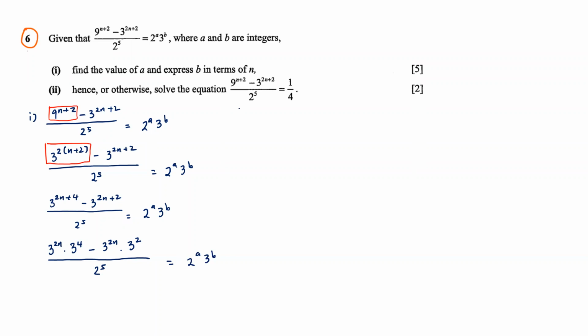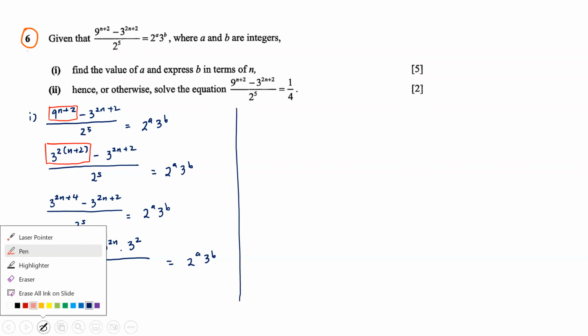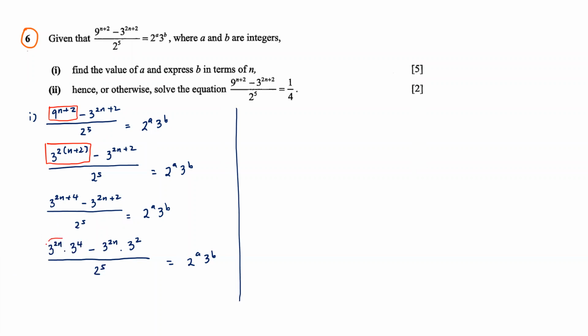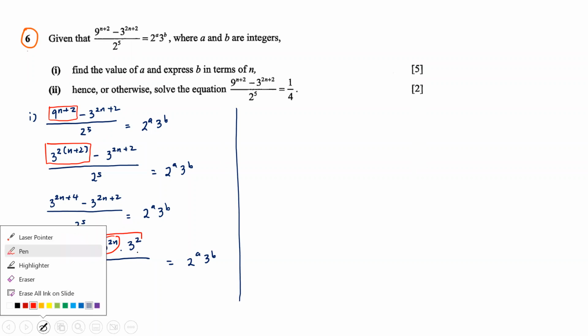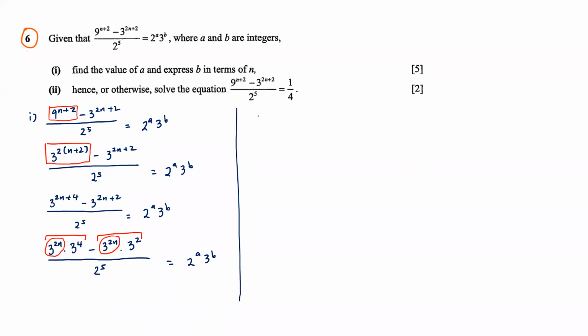Okay, what's next? You realize that in the numerator, we now have a common term that we can factorize out. Rather, we can factorize something that is common from both terms. Now this is one term, there's a 3 to the power of 2n. This is the second term, there's also 3 to the power of 2n. So I am going to extract out 3 to the power of 2n from the numerator. Okay, what am I left with? First term, I'm left with 3 to the power of 4. And second term, I'm left with 3 to the power of 2.